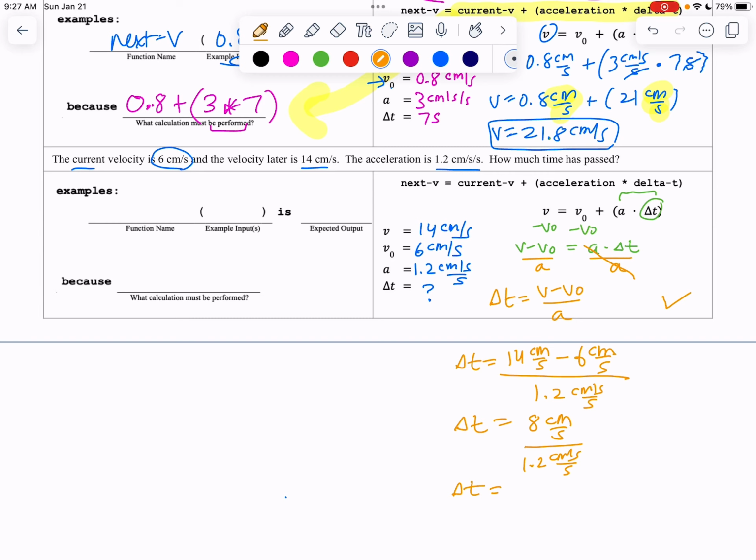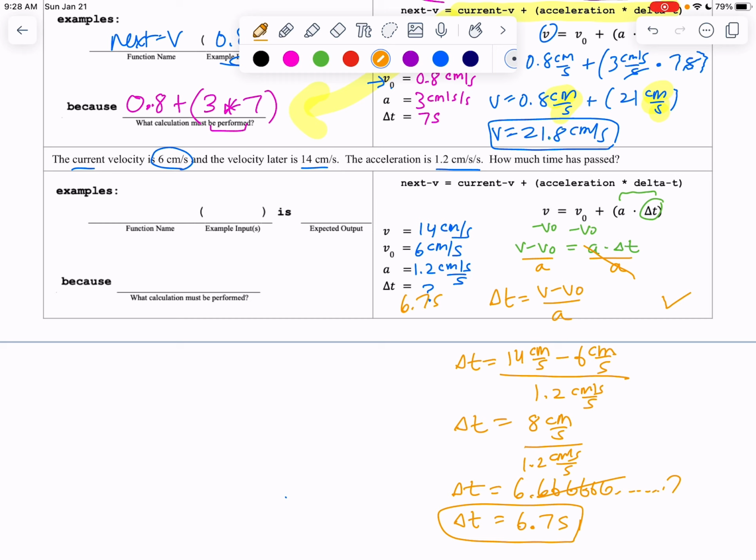All right, and then I think this is the one. Let me just check. I think I remember the answer, but let me just check. Okay, so 8 divided by 1.2 comes out to be 6.6666666666667, right? So you can just round that to like 6.7. Don't give me all these sixes. I don't want to know that. Okay, and the units are going to be seconds.